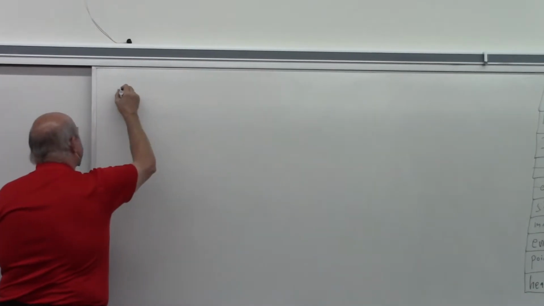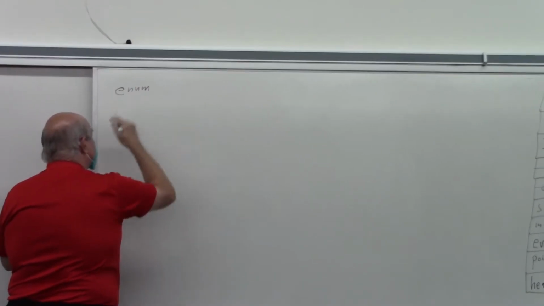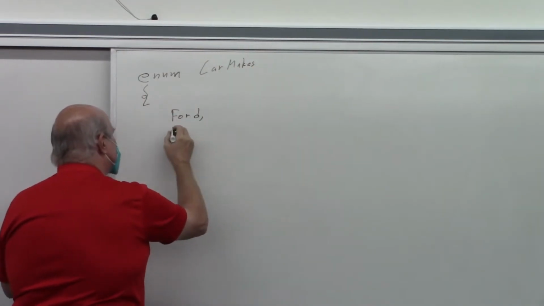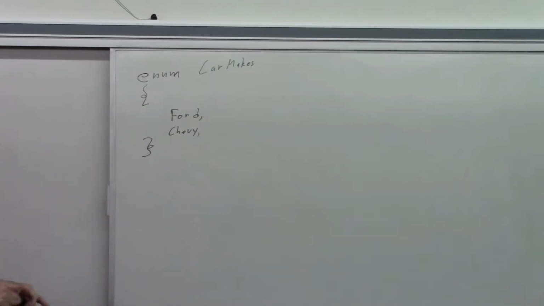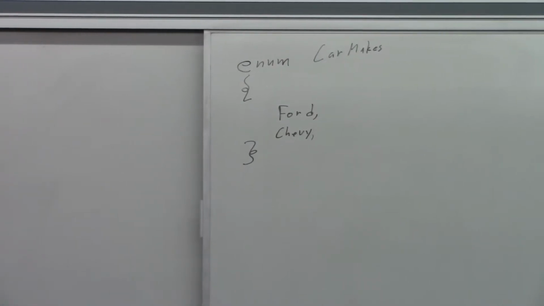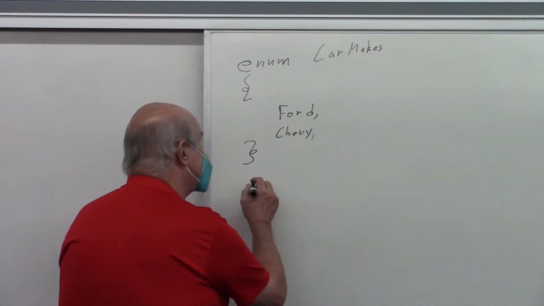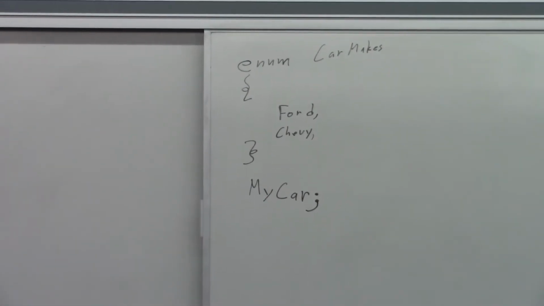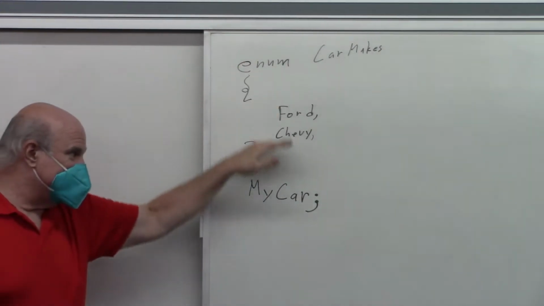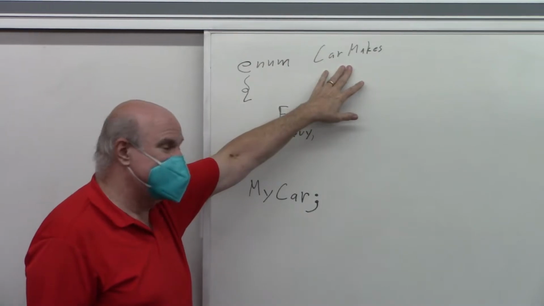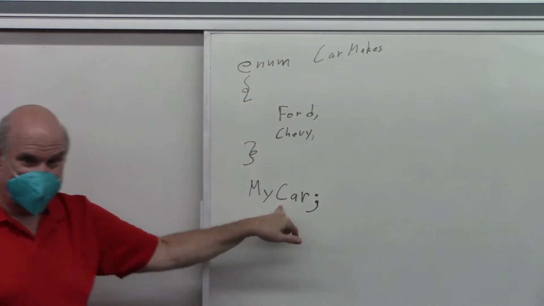Okay, so let's say I'm making a simple enum. Let's call it car makes, and let's suppose that I'm just doing Ford and Chevy, for whatever reason. So car makes, I have Ford and Chevy, okay? I have declared the type car makes. Now, I can also say my car like that, and this does two things. It declares the type, the enumerated type, called car makes, and it declares a variable called my car.